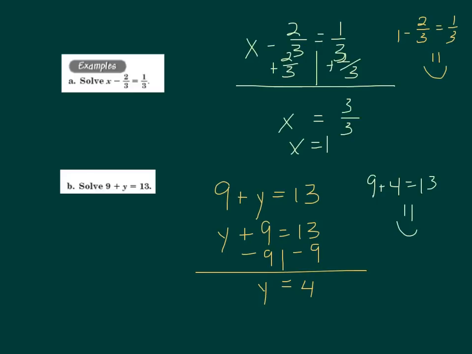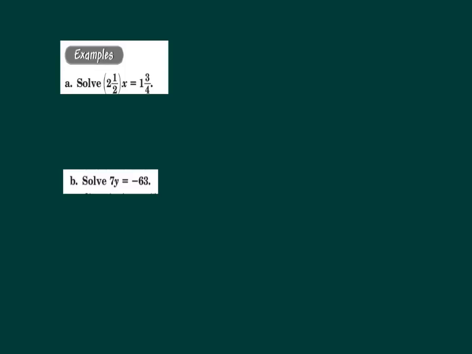Let's go on to ones that we solve with multiplying and dividing. Alrighty, our next two equations. Now, we've stepped our game up a little bit, for example, 2a here. So we're going to jump down and look at b first. If you haven't read them yet, take a second to look at them. 2.5x equals 1 3/4. 7y equals negative 63.